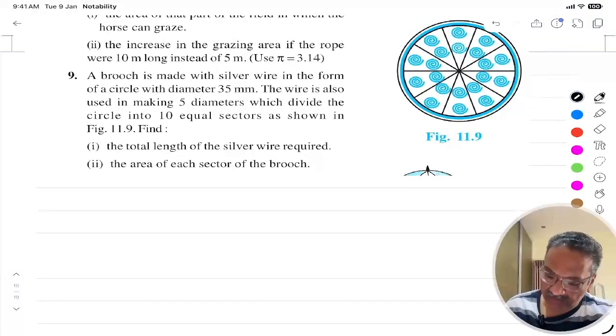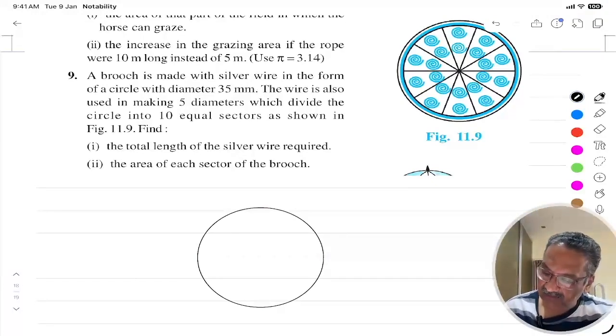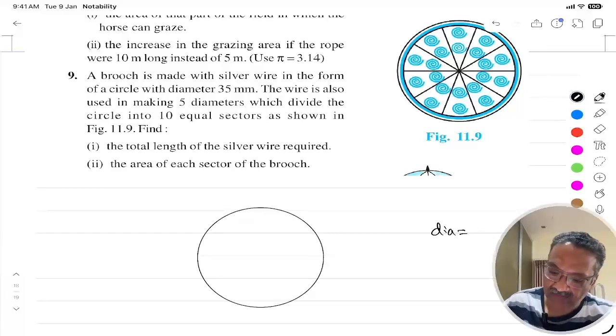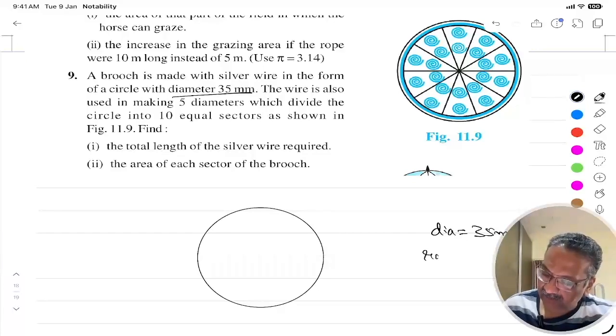Okay. So they have given us one brooch. Brooch is nothing but a circle with diameter. See here they have given diameter is equal to how much? 35 mm. So therefore radius of this circle will be equal to 35 by 2 mm. All right. Now this is what is given.